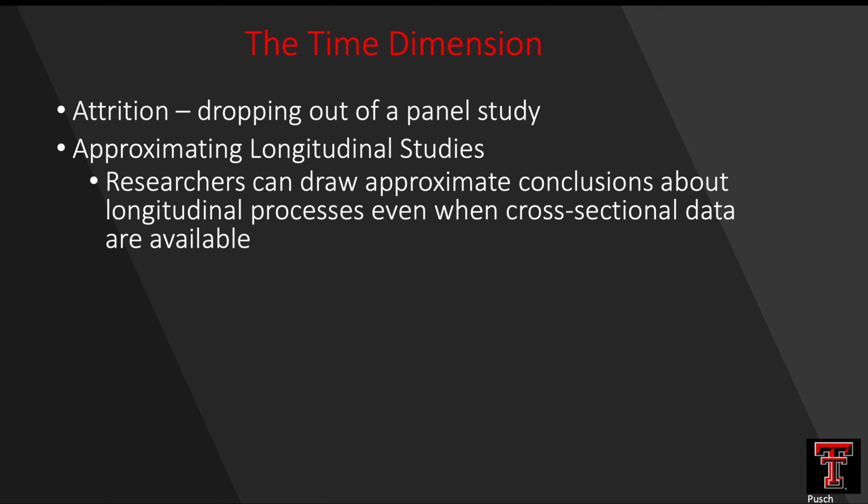Okay, so while longitudinal studies are the gold standard, we can draw approximate conclusions about longitudinal processes even when only cross-sectional data are available. So for example, inferring processes over time, like I said a few minutes ago, maybe you want to ask someone, did this happen to you in 2023? And then saying, well, in the past 2 weeks, have you felt this way about it? So we can kind of fake a longitudinal study using cross-sectional data, but it's never going to be as good as having an actual longitudinal study.